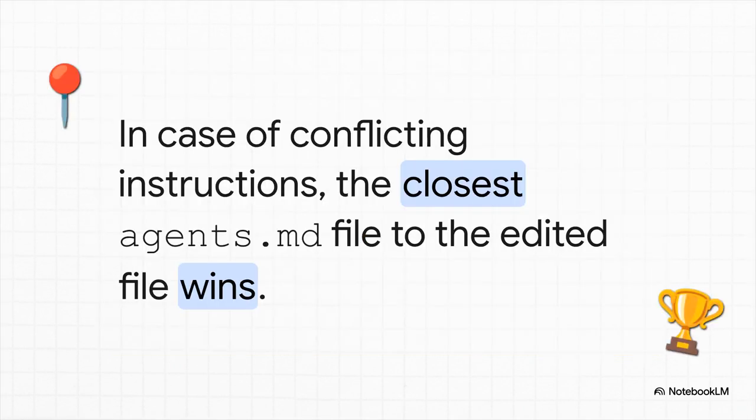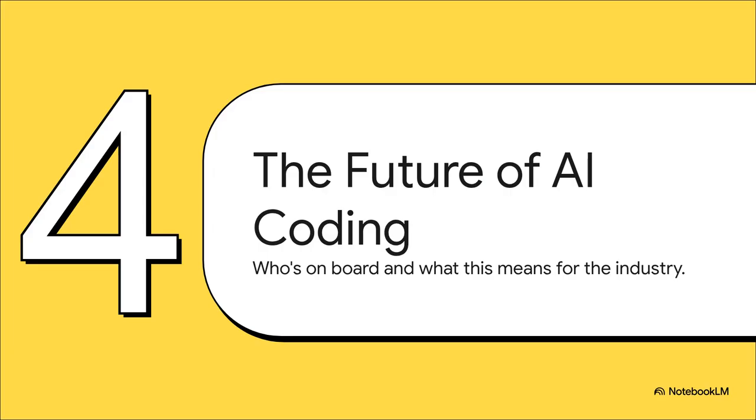So what happens in those big projects with multiple nested files? The rule is beautifully simple. Proximity wins. The agent will always listen to the instructions in the Agents.md file that is physically closest to the code it's working on. This lets you have global rules at the root and then really specific, tailored instructions for every little part of a complex monorepo. It's brilliant. This standard, as simple as it sounds, really has the potential to change how we collaborate with AI in a fundamental way. So let's zoom out and look at the bigger picture.